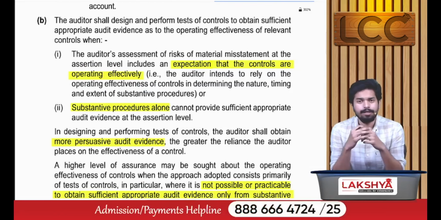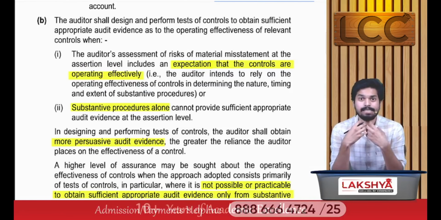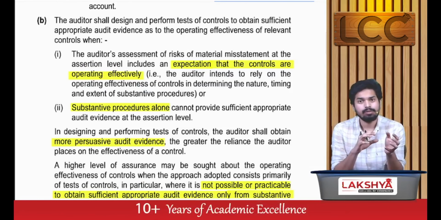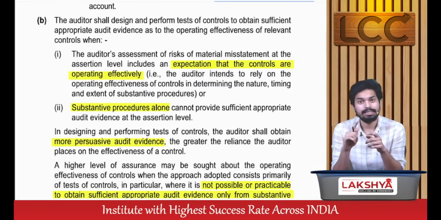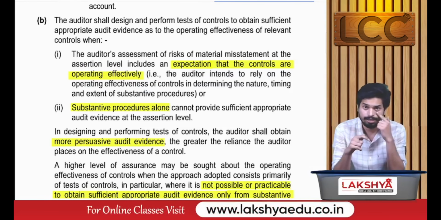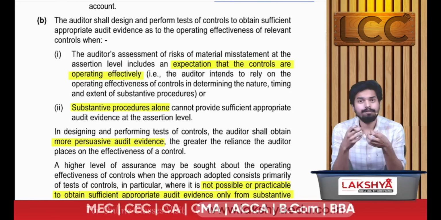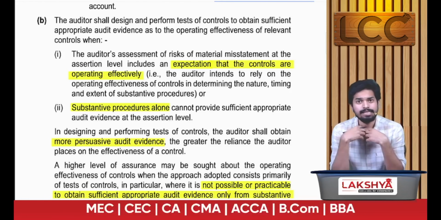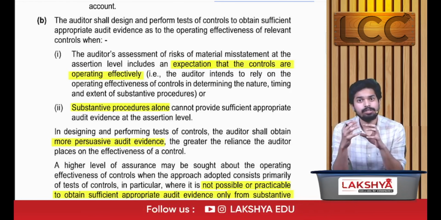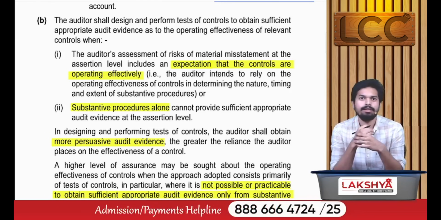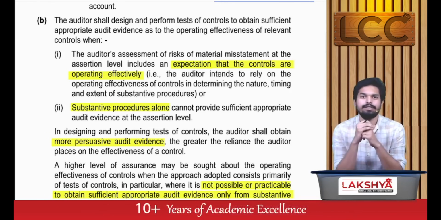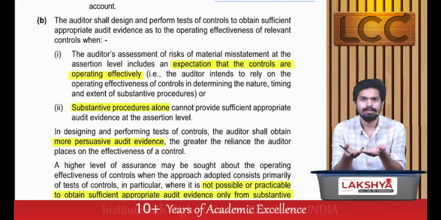First one, if the auditor is expecting that the internal controls of the entity are strong at the time of assessing risk of material misstatement. Nothing but while performing risk assessment procedures, he is of the view that the internal controls are very strong and he wants to rely on the internal controls by reducing the substantive tests. Then obviously he has to test the internal controls.